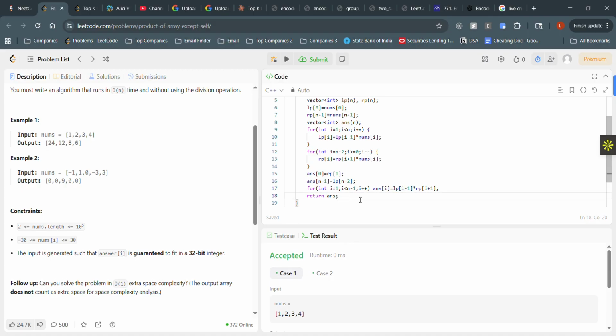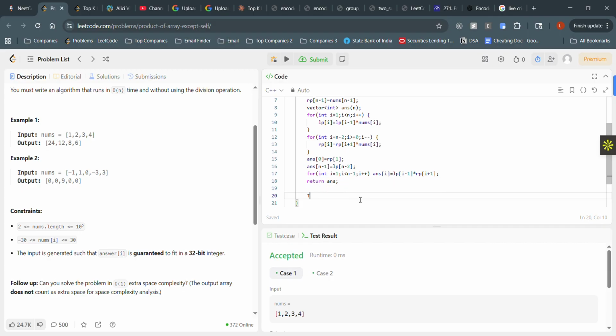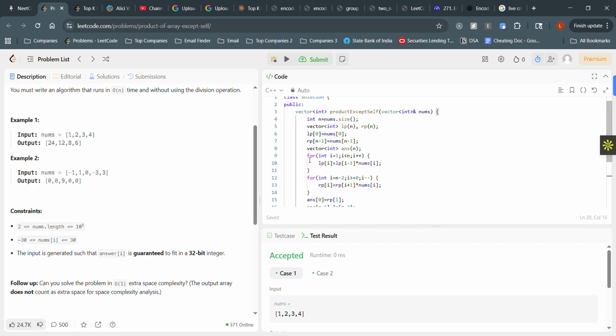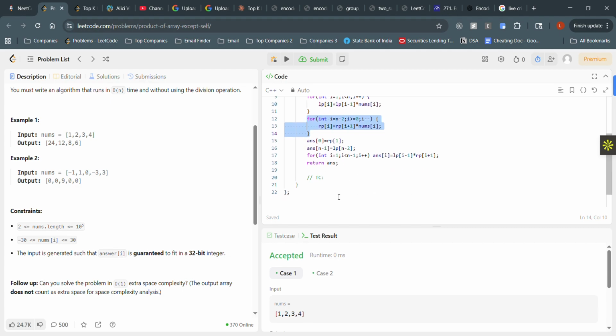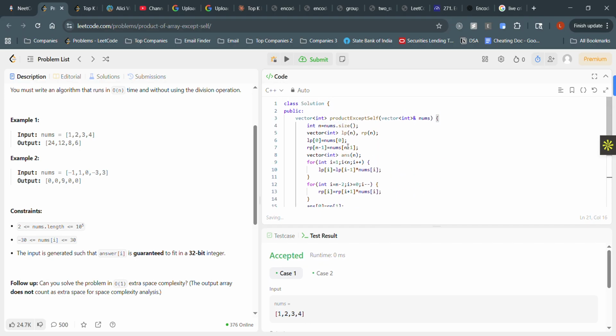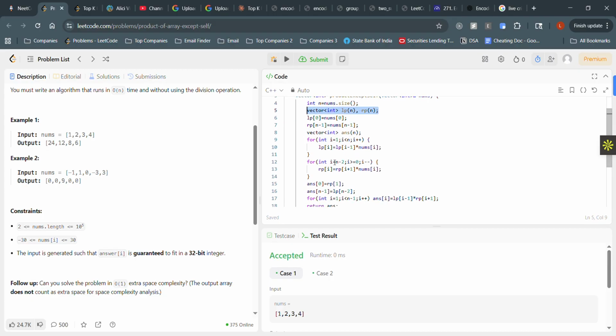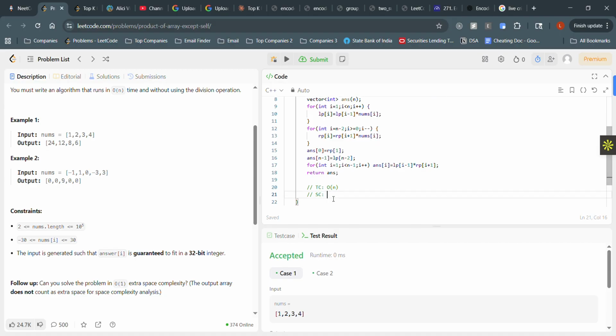Let's try submitting it, but first let's discuss the time and space complexity of it. So what's the time complexity? We are doing this for loop here, we are doing this for loop here, and similarly we are doing this for loop. So there are 3 for loops of n. So overall time complexity for this solution would be O of n. What will be the space complexity? We are using 2 vectors LP and RP, and so the space complexity will also be big O of 2n, right?